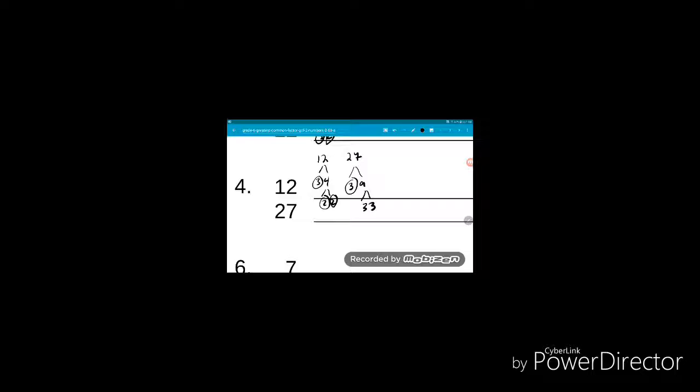So what is the smallest number, Jamira, please. What is the smallest number that goes into both these numbers? 3. Because the only factor they have in common is 3, and the least amount of times it shows up is once. So the greatest common factor is 3.